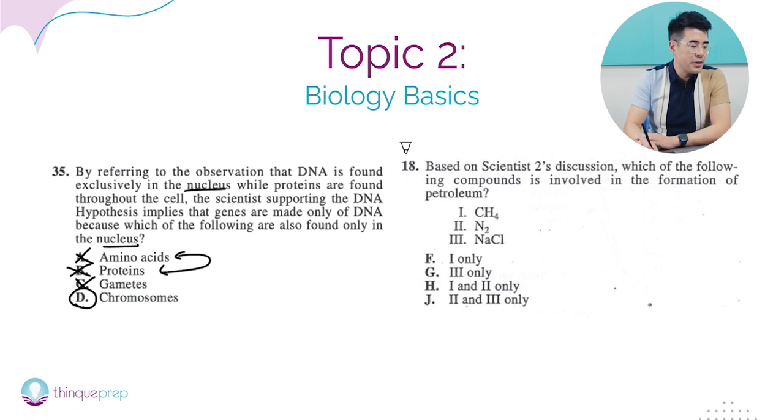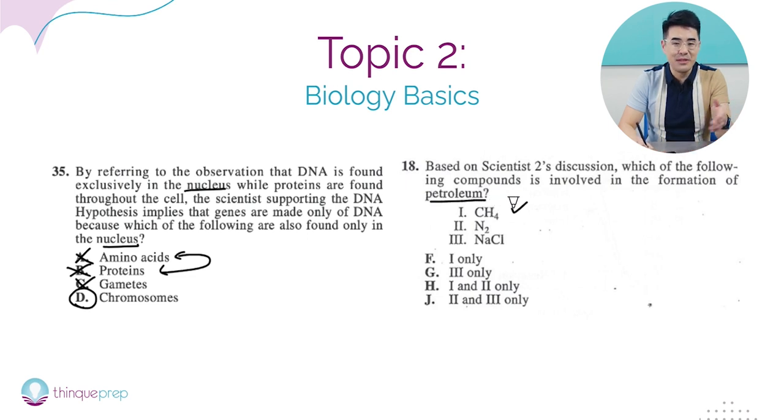And then over here in number 18, it says, based on scientist 2's discussion, which of the following compounds is involved in the formation of petroleum? So you just need to know some natural compounds. CH4 is called a hydrocarbon. That's stuff that makes gas. CH4 is specifically methane. So that actually can be involved in the formation of petroleum.